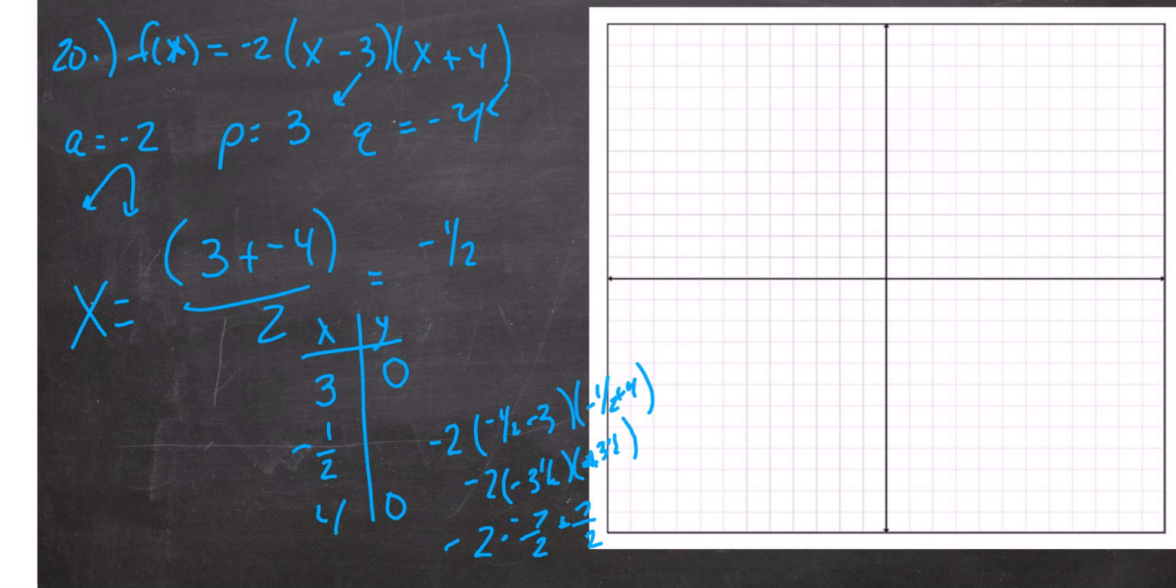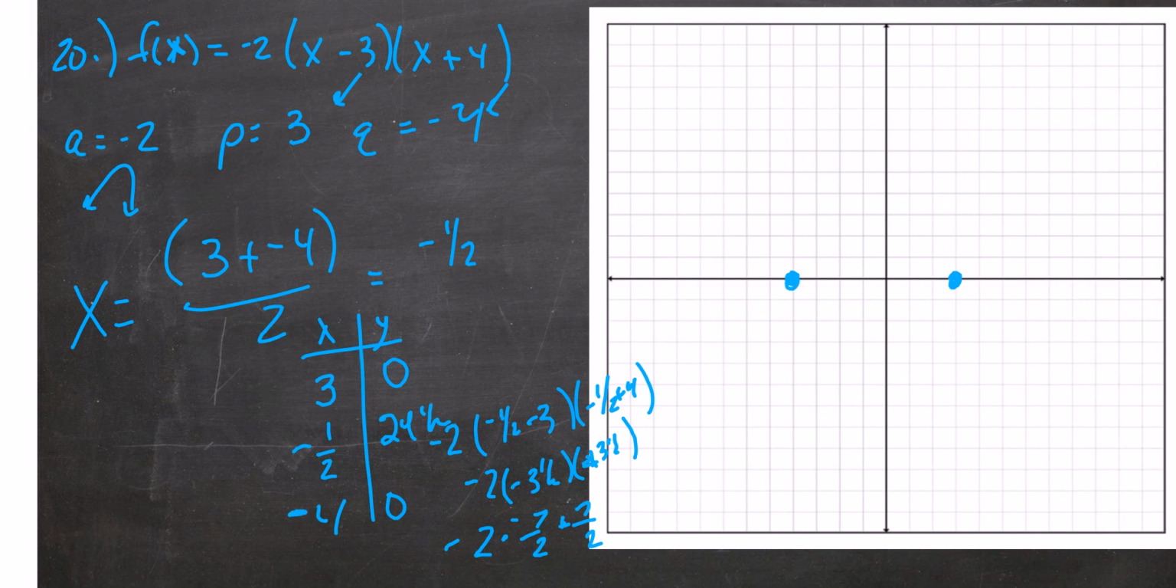So I get -2 times -7/2 times +7/2. So it becomes 49 over 2, which turns into 24.5. So I'm going to go 3, 0, put a dot, -4, 1, 2, 3, 4. Almost forgot the negative sign there.